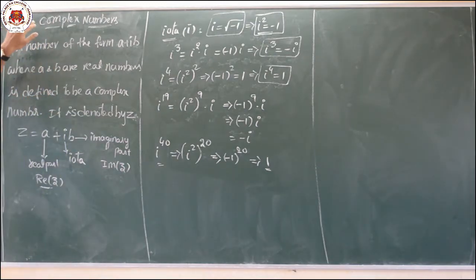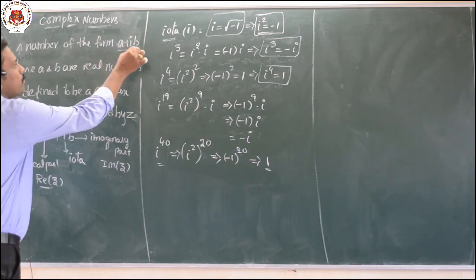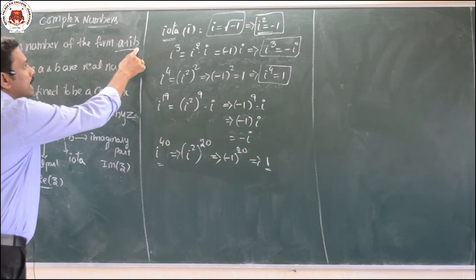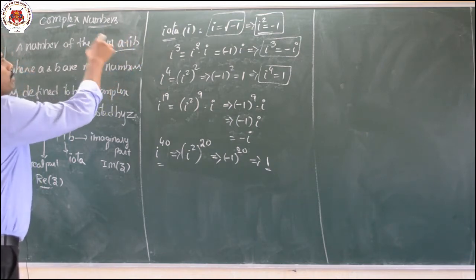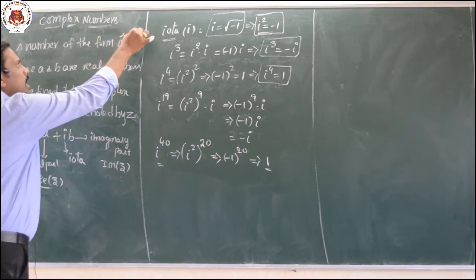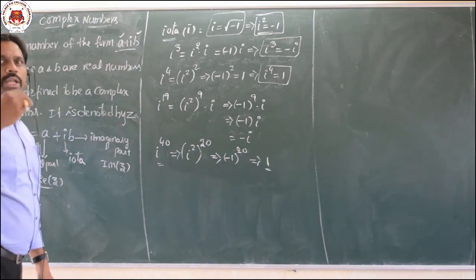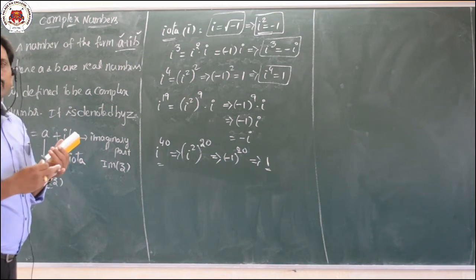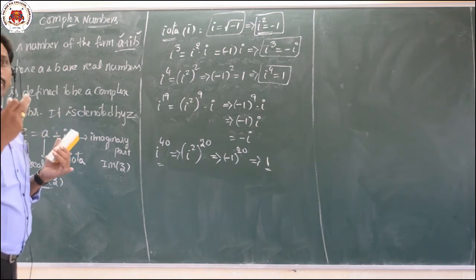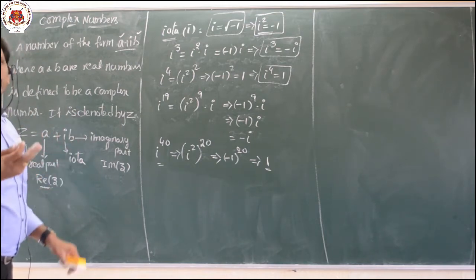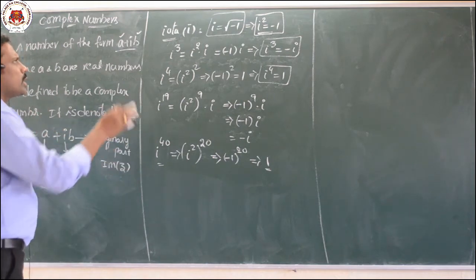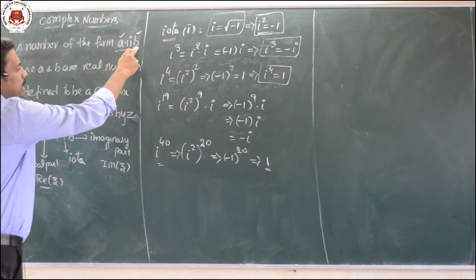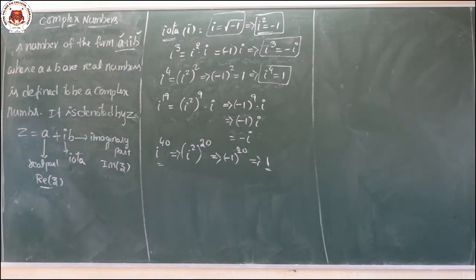A complex number means a number which is in the form of a plus ib. Here a and b are both real numbers. Real numbers means any type of numbers, either positive or negative numbers, or root numbers, meaning irrational numbers, rational numbers, whatever you want, you can take in these places. If it is in the form of a plus ib, then it is called a complex number.